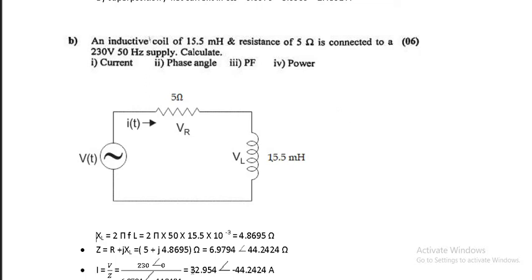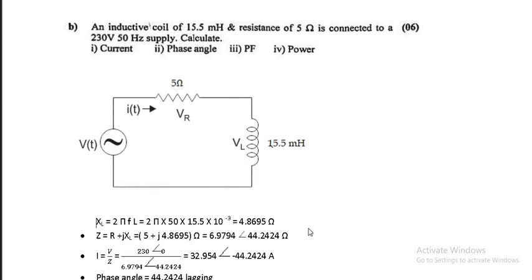The very first thing I did over here is I found out what is XL. XL is equal to 2 pi FL, so it will be 2 pi into 50 into 15.5 into 10 to the power minus 3, because it is given in millihenry, and what is the standard unit? It is Henry. So I'll have to convert it into Henry. So I am multiplying over here by 10 to the power minus 3. So it gives me 4.8695 ohm. Okay. So now Henrys are converted into ohms.